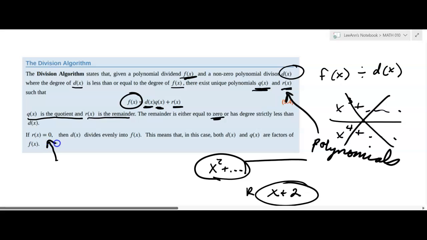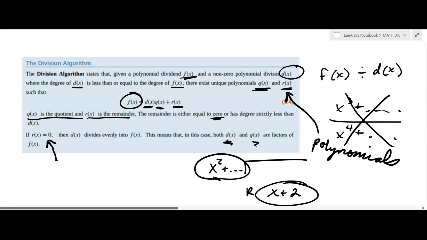If the remainder equals 0, and this is a big deal for what we're going to be doing, then d of x divides evenly into f of x. It means your division went in evenly, we say. Okay, and that means that both d of x and q of x are factors of f of x.